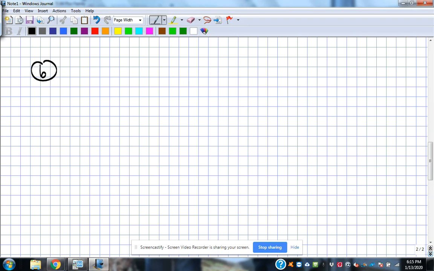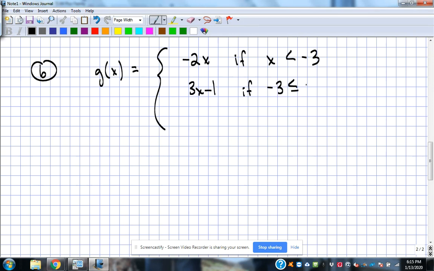All right. Example B. G of x is equal to, and let's get a couple pieces here. Let's do -2x if x is less than -3, 3x minus 1 if -3 is less than or equal to x is less than or equal to 2. And then let's do a third piece on this one. -4x if x is greater than 2. So 3 pieces on this one.